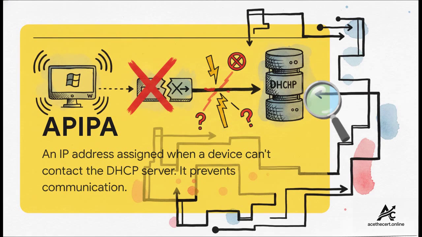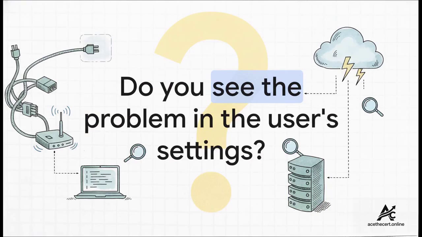So imagine your computer needs a phone number from the network's phone book. That's the DHCP server. But for whatever reason, the phone book isn't answering. So what does your computer do? It just makes up its own number. The problem is, this number isn't listed anywhere, so nobody on the network can call it. In the real world, this could mean a bad router, a disconnected cable, or maybe the office's main DHCP server is just down. Okay, let's get back to our user's actual settings.